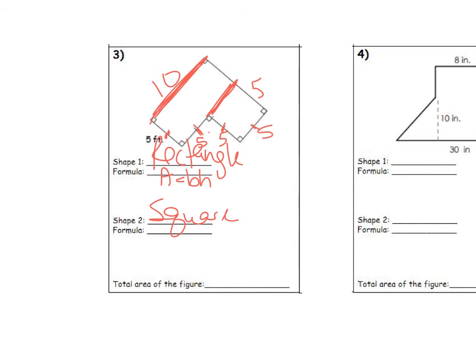So the area for a rectangle is A equals base times height. The formula for a square is area equals S squared, or A equals base times height. Okay, so remember, you have to do a little bit of math when you're cutting your shapes.